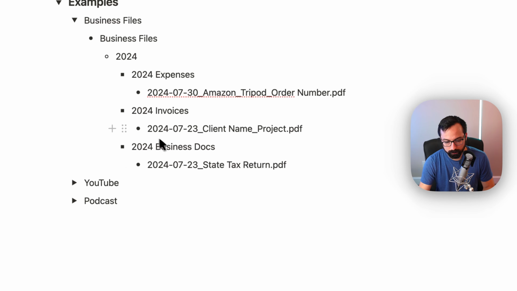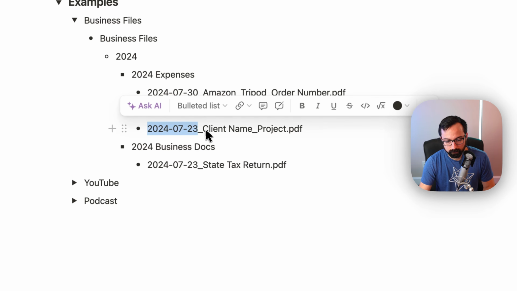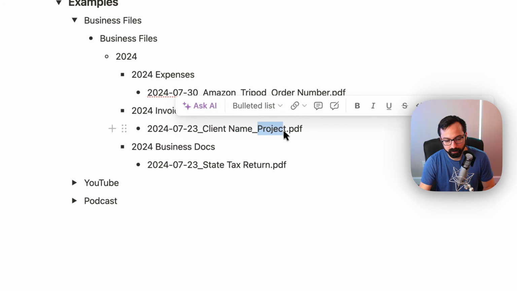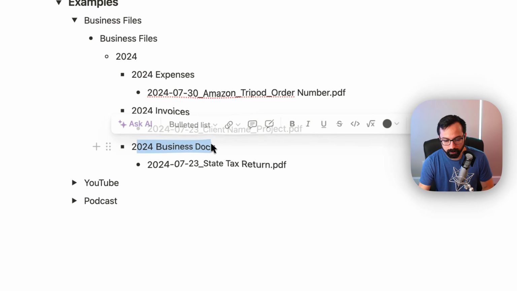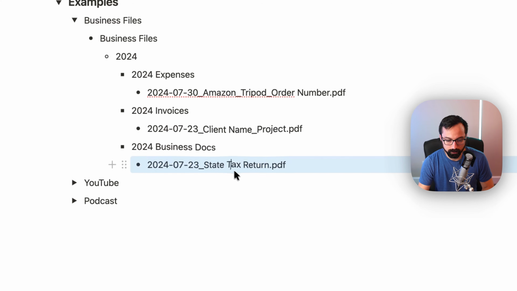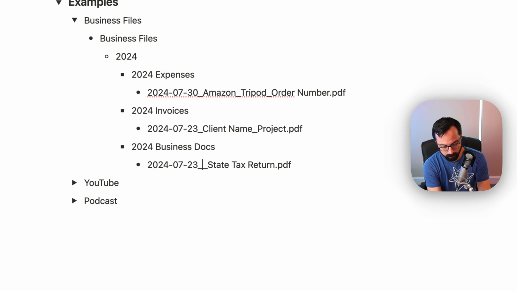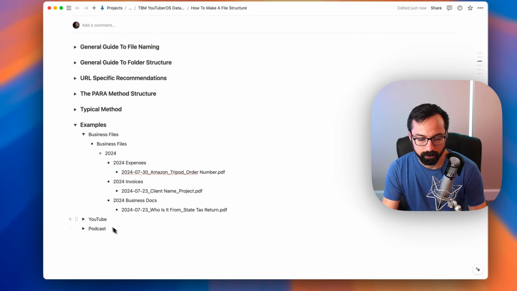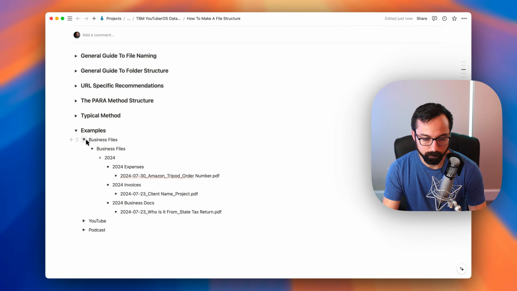Same thing with invoices. I would put the date, then an underscore, and then the client name, and then an underscore. And you may or may not need it, but the project. And then business docs: date, and then whatever that return thing is. You might even include another modifier or a keyword, like who it is from, and then whatever it is. So that's just an example of business files.